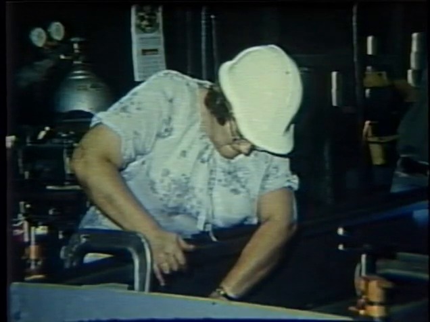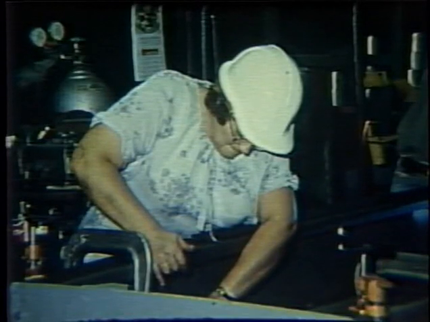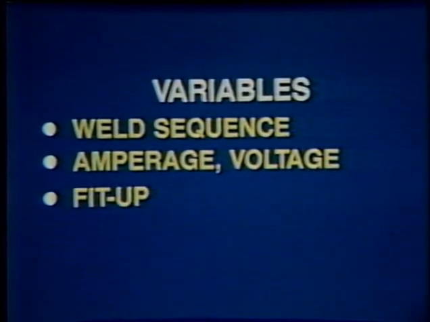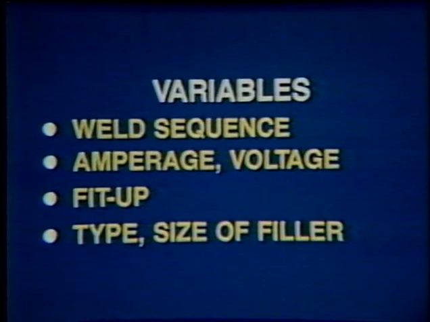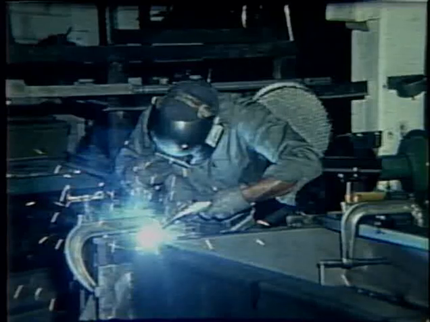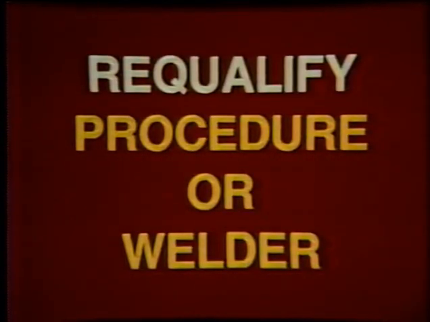When inspection reveals a weld with excessive reinforcement, determine the cause by reviewing the requirements in the welding procedure. Variables in the procedure should all be checked, such as weld sequencing, amperage and voltage settings, fit-up, and the type and size of electrode. It is possible that the welding procedure is not suitable for the type of weld required, or the welder may not have the ability to weld to the requirements of the procedure. In either case, it may be necessary to requalify the procedure or to requalify the welder to the procedure.